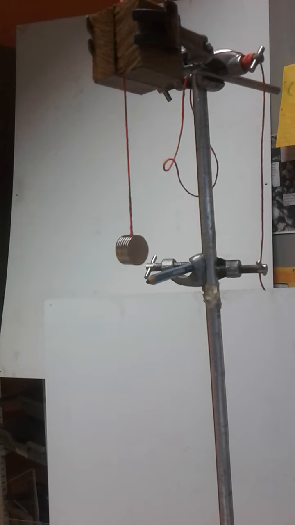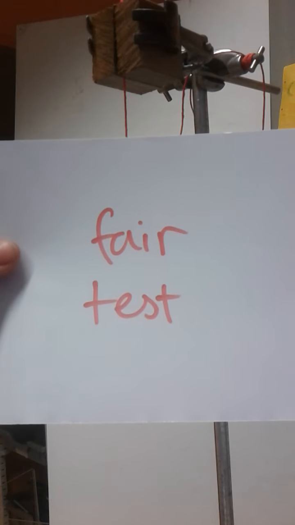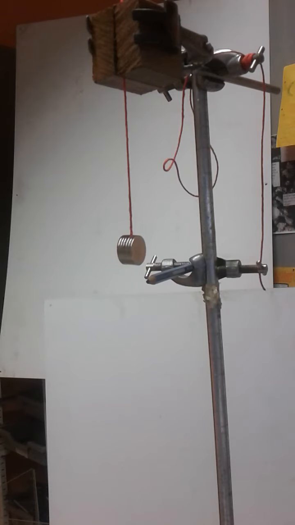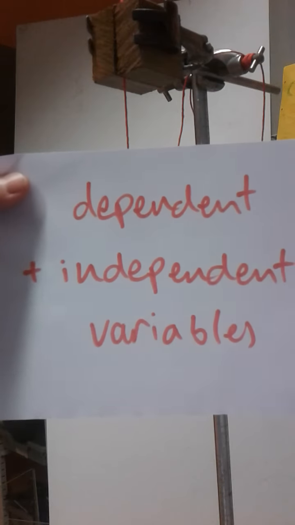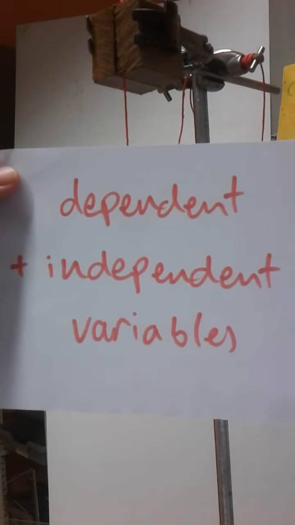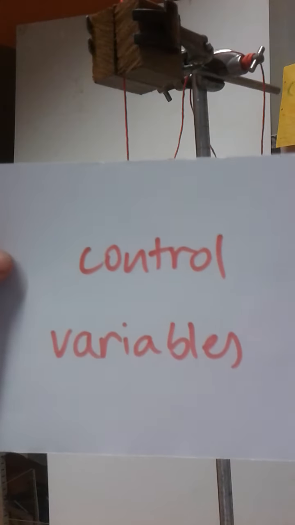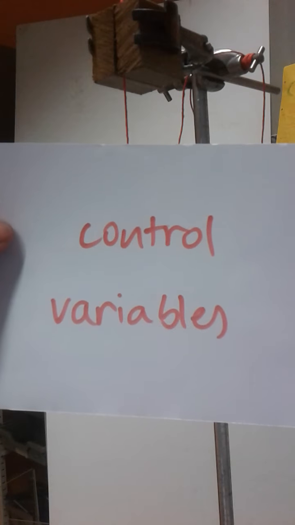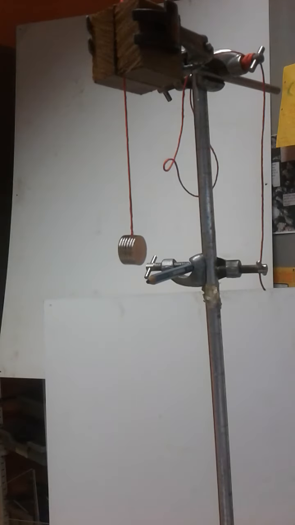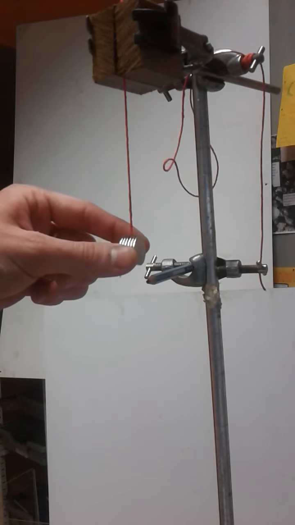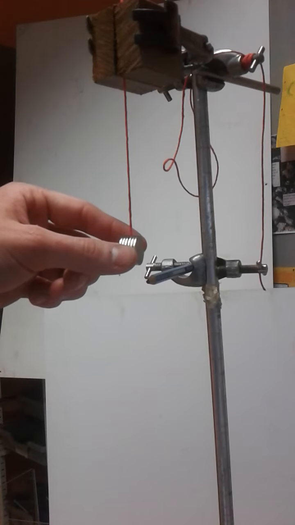Now, if I'm going to do this experiment, I would like it to be a fair test. A fair test means that the only variables that varied were the dependent and the independent variables. Anything else that could change in the experiment has been controlled, and these are called control variables. So in this case, there's a couple of things that I could change that I'm not going to change. So I'm not going to change the thing the pendulum bob is made from.